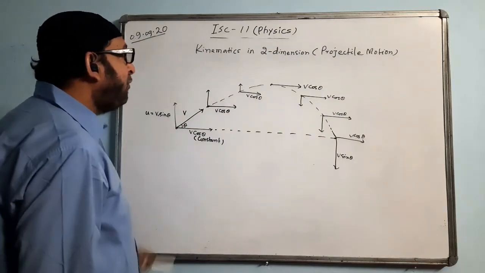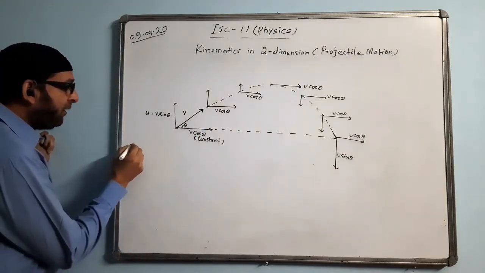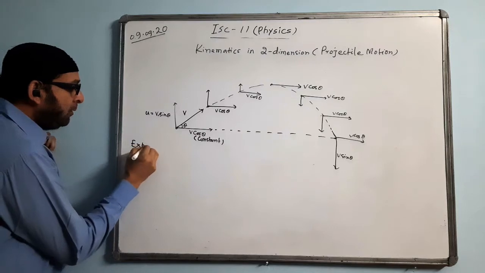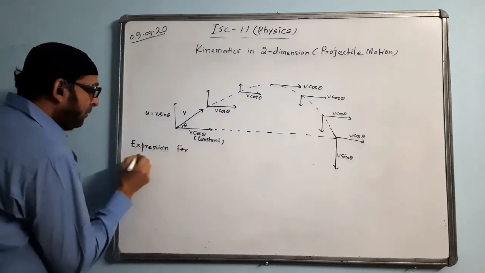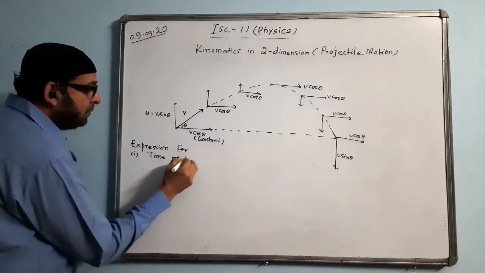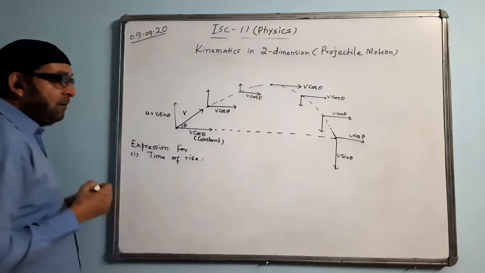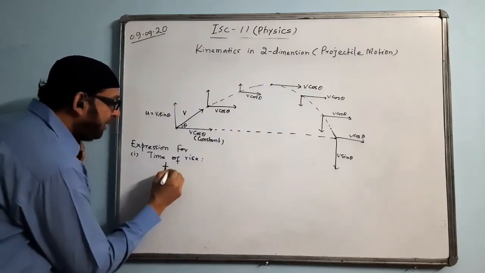Okay. Now for such motion, we will be finding the expressions. First, we find the expression for number 1, time of rise. We are finding the formula for the time of rise. We write it T rise.